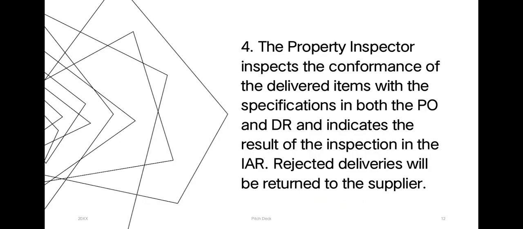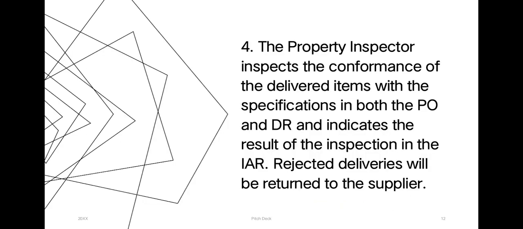Then, after mapirmahan, magpe-prepare po sila na inspection and acceptance report. So, ito yan. Ito example niya. So, ayan yung gagamitin ng property inspector para ma-inspect yung mga delivered items. So, yung purchase order, delivery receipt, and itong inspection and acceptance report is hawak ng property or supply division and lahat yun is forward nila kay property inspector.